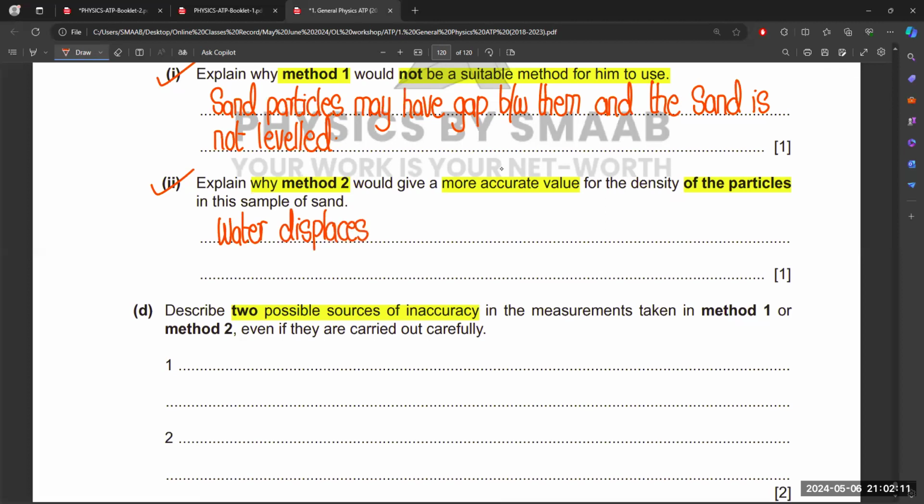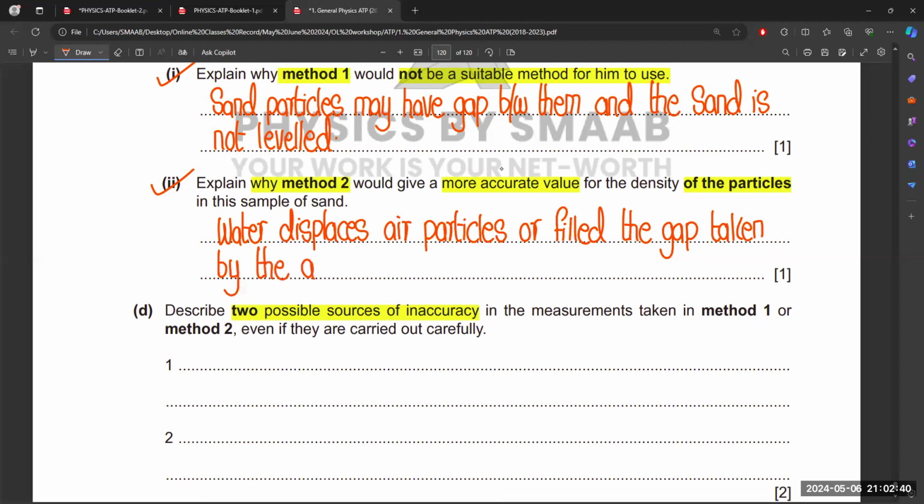So water displaces air particles or fills the gap taken by the air particles.